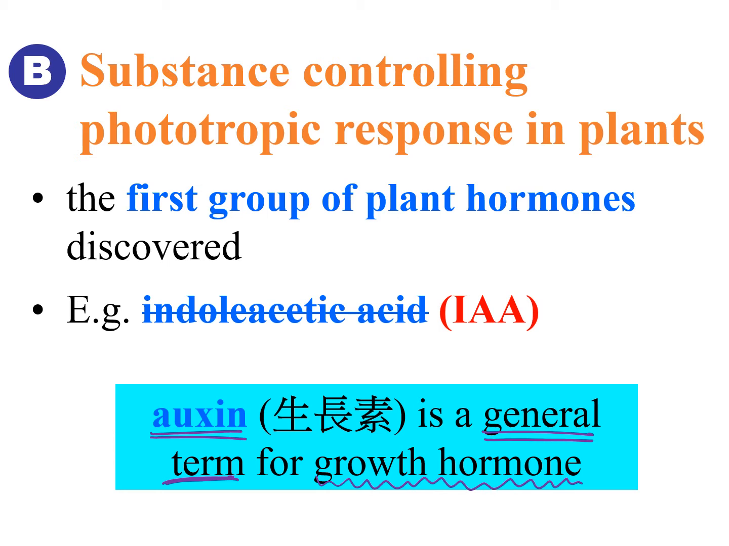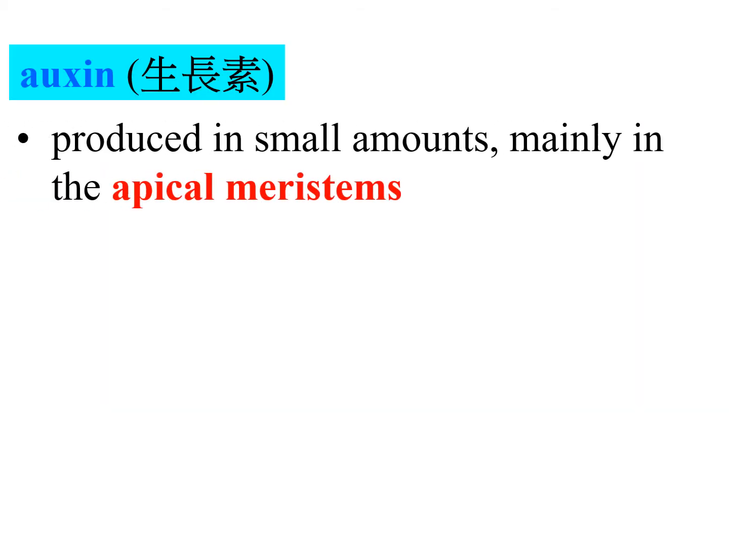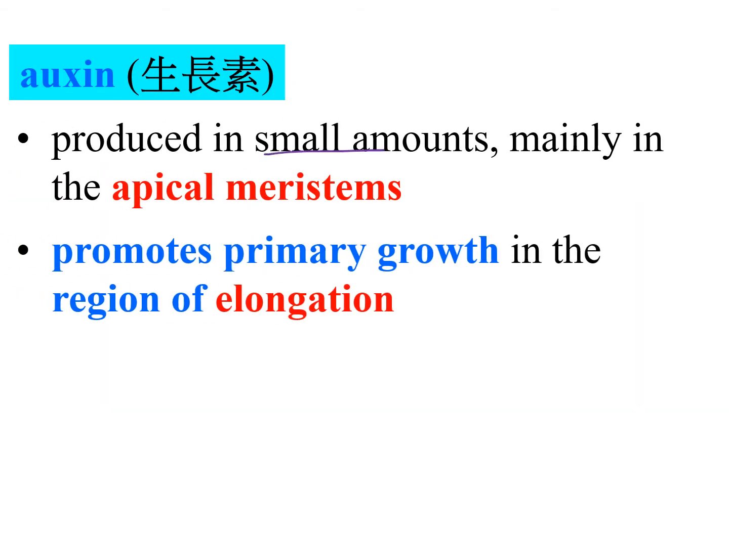One of the examples of auxin is indole acetic acid, or in short form we call it IAA. But I think the most important thing is to remember the word auxin. It's a general term for growth hormone in the plant. Auxins are produced in very small amounts in the apical meristem. It helps to promote the primary growth in the region of elongation.